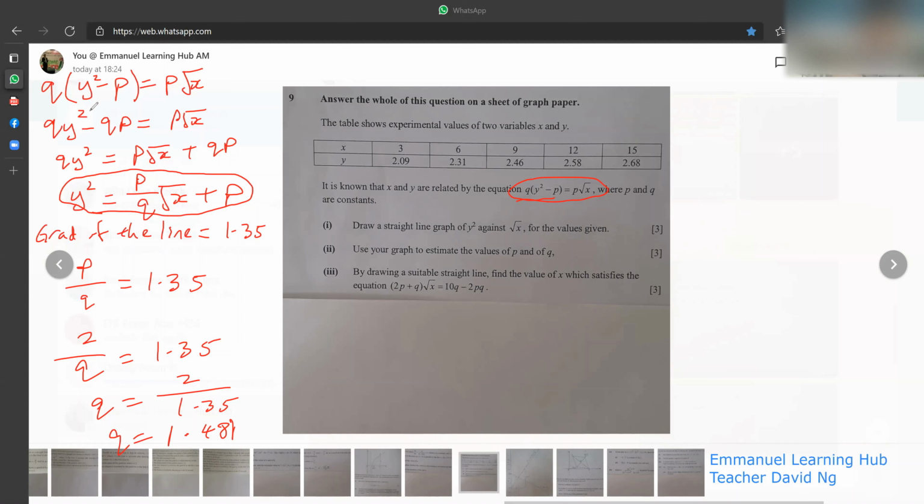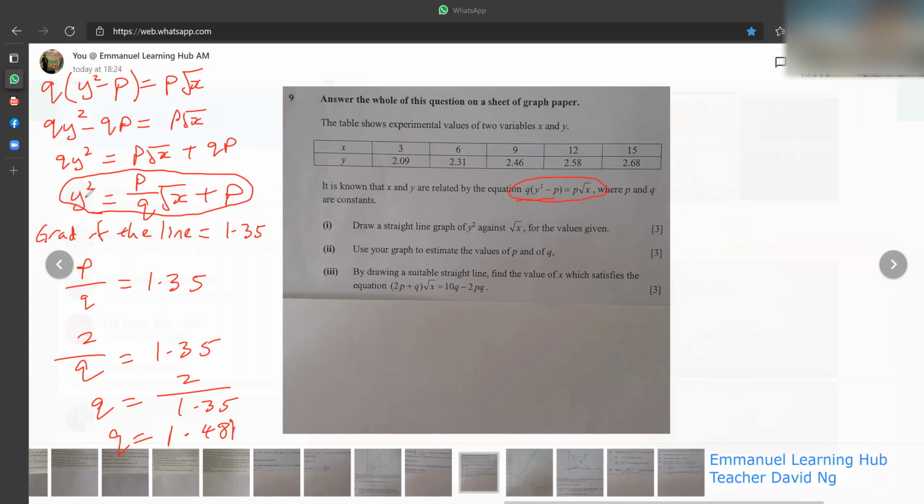That means it's your algebra manipulation. If you can't do part 2, that means it's your algebra manipulation. You didn't manage to manipulate this algebraically until you get this. Oh, you understand the logic? So am I right? This part you didn't manage to produce. I only thought that the y square equals to p root x plus q. Yeah, because you need to make y square the subject. Then it'll be much easier to see.